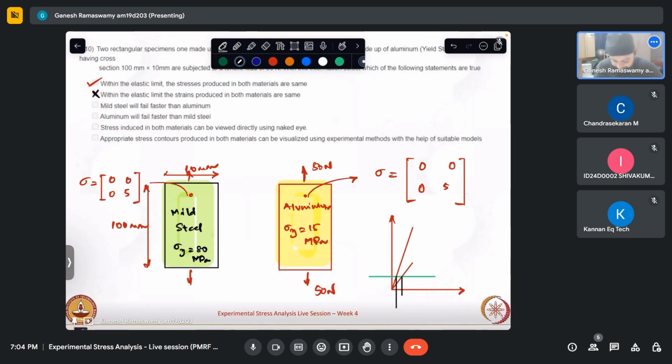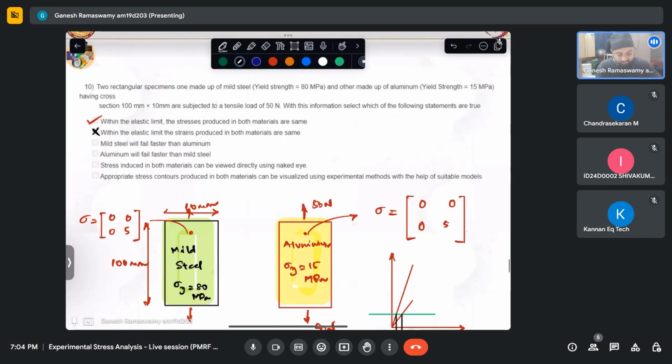Mild steel will fail faster than aluminum. By failure in this context, since yield is given, we consider yield to be the failure. So when both are loaded identically, naturally the one with a higher yield strength will fail later. So aluminum will fail faster than mild steel.